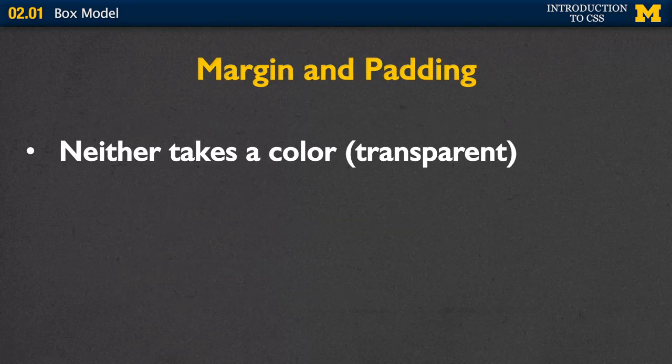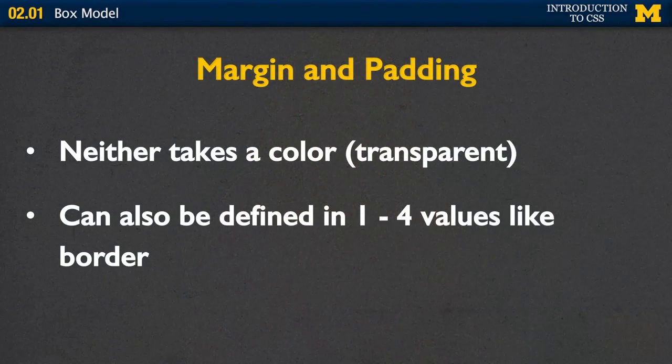So with margin and padding, all you're going to do is give a numerical value. You're going to give it something like 3 pixels or 10%. You don't give it any type of color. It's always going to be transparent. The padding is always going to be the same color as the element, and the margin's always going to be the same color of the parent, probably the body of the page. They, just like the border, can be defined in that 1 to 4 values. So if you put margin 3 pixels, it'll be a 3 pixel margin around everything. If you say padding, 10 pixels, 5 pixels, you'll have top, bottom, left, and right.